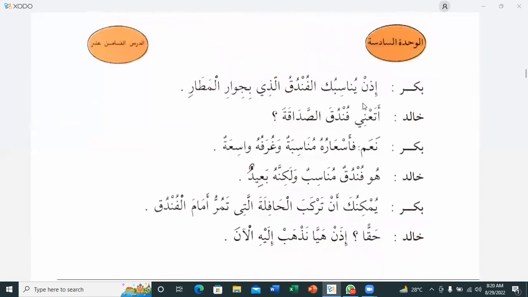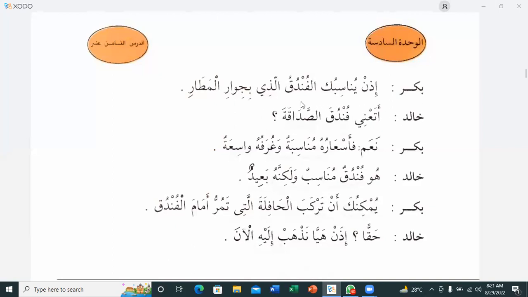Bakar, izan, so, yunasibuka, you suits. Izan yunasibuka, so you suits the hotel alladhi bi jawar al matar, next to the airport.